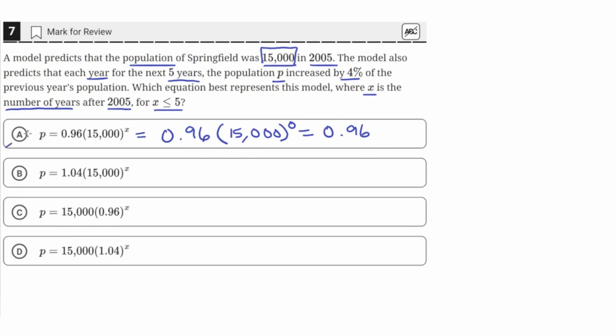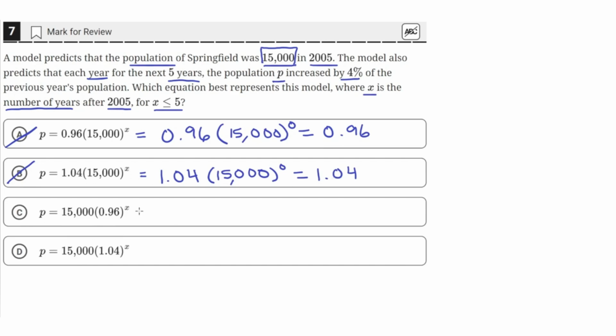So we can immediately rule out A, because at year 0 the population is supposed to be 15,000, but the model for answer choice A does not predict 15,000. And it's the same case with answer choice B, because this just simplifies to 1.04 times 15,000 raised to the 0, which is also just equal to 1.04, because 15,000 raised to the 0 power is just 1. So answer choice B is incorrect, because it doesn't predict 15,000 for year 0.